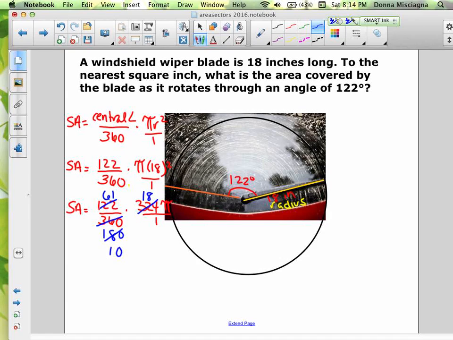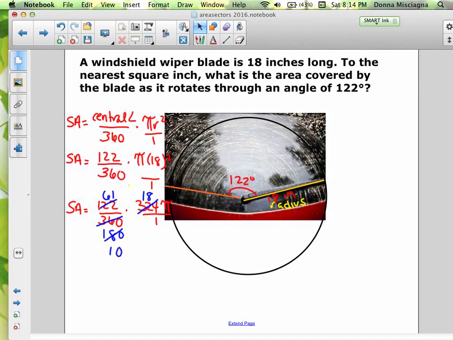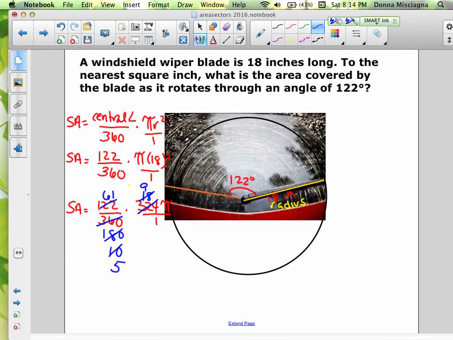18 divided by 18 would be 1, and 180 divided by 18 would be 10. We could reduce that one more time. Now is when we have to start being careful because we've got a lot of numbers to keep track of. Maybe if I move that up just a little bit. We can reduce one more time because 18 divided by 2 is 9 and 10 divided by 2 is 5. And that's it. So we're left with a 61 and a 9 and a 5 and of course pi.